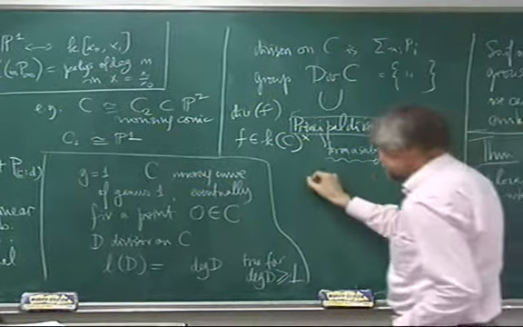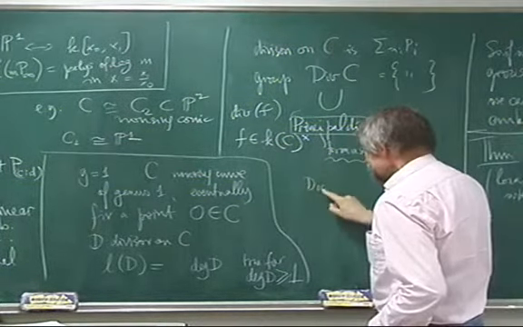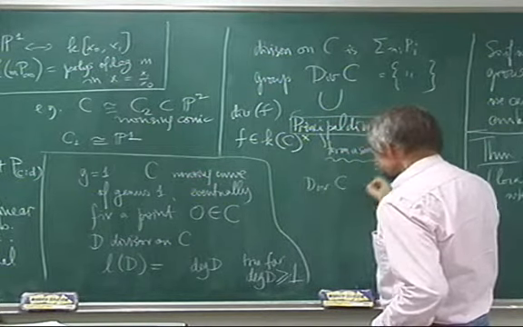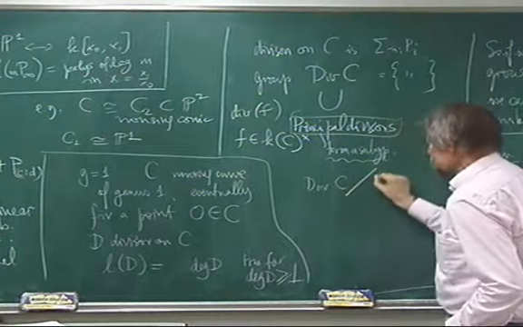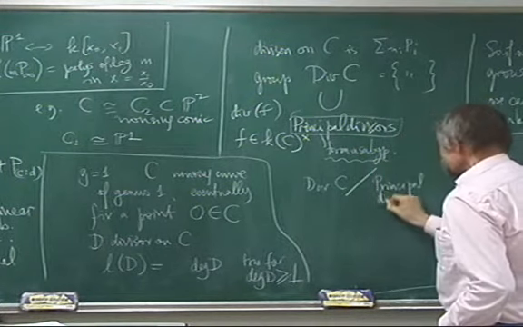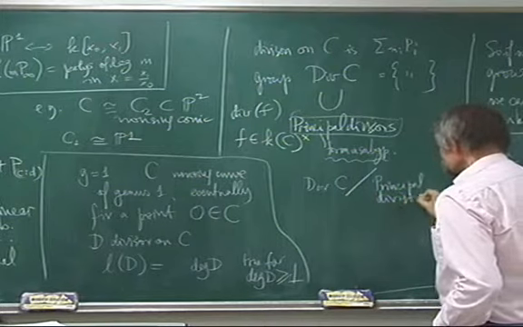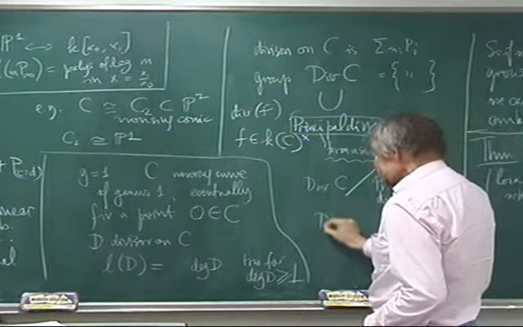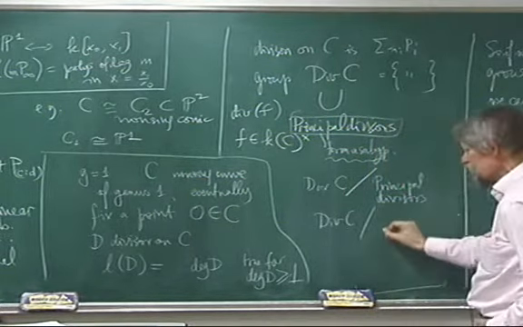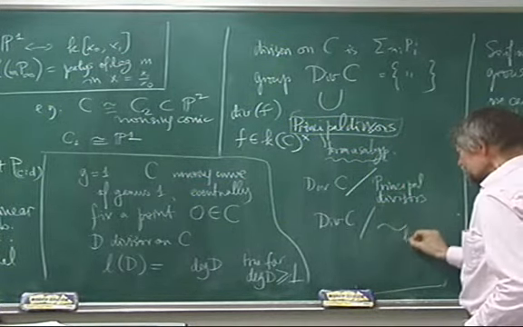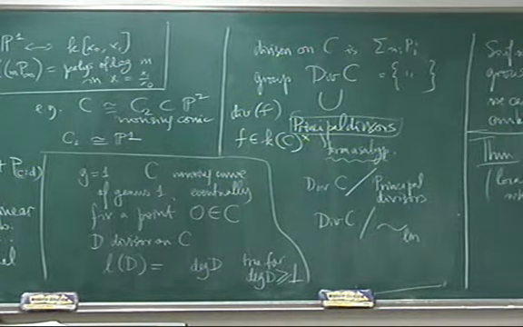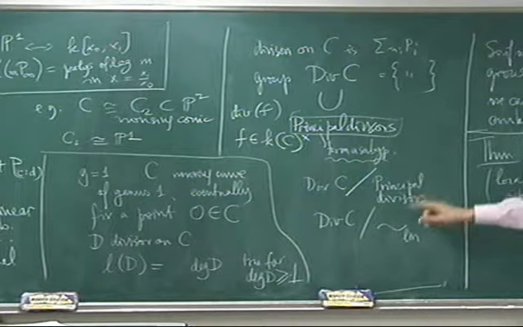So I do Div C divided by principal divisors. This is the same thing as divisors of C divided by linear equivalence. I explained this. Two divisors are linearly equivalent if and only if their difference is a principal divisor.